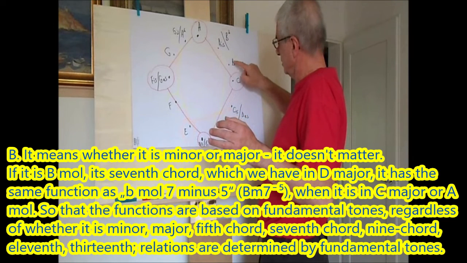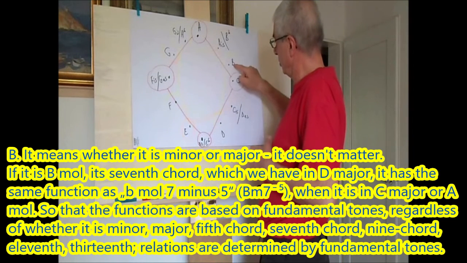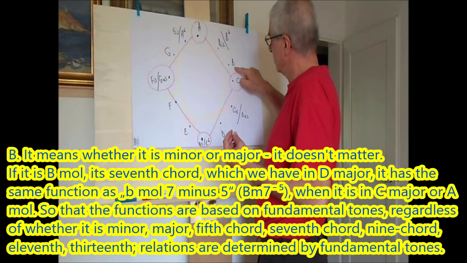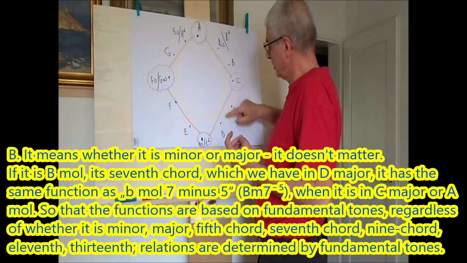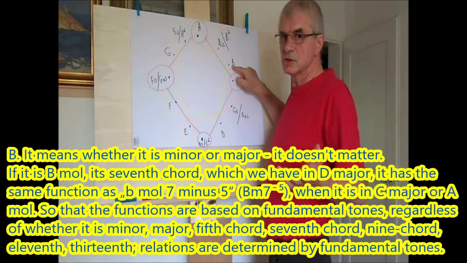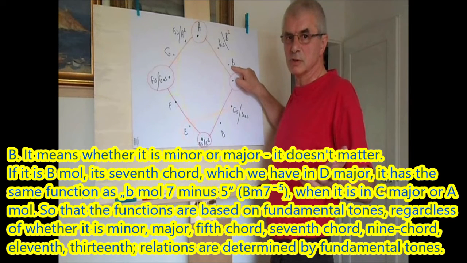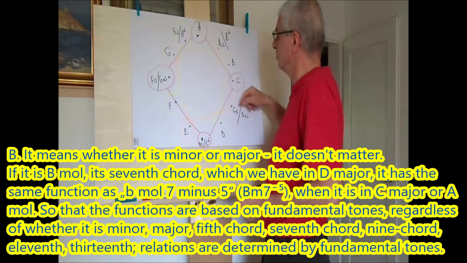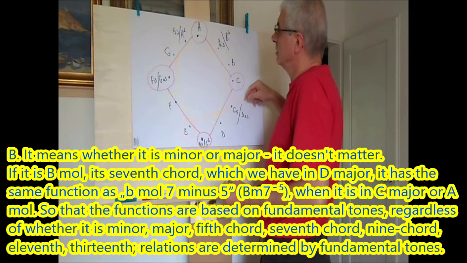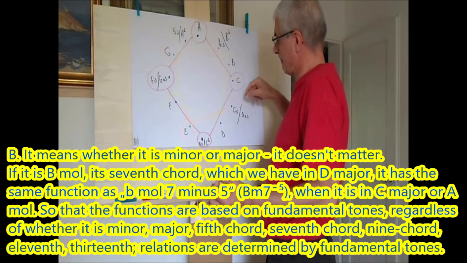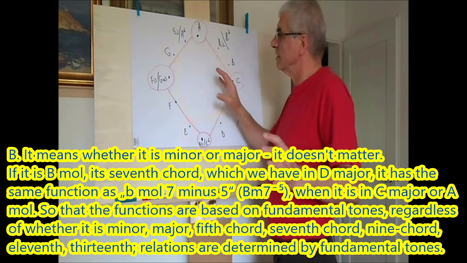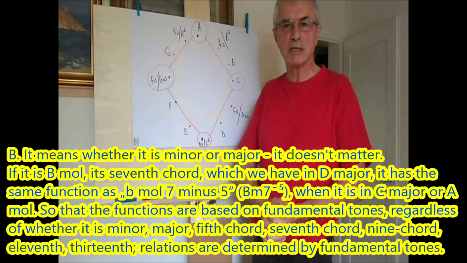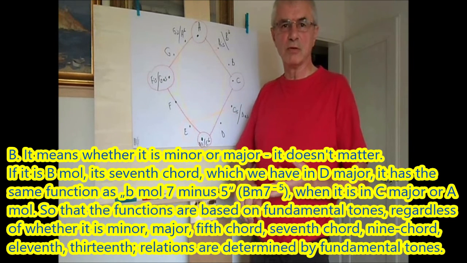If it is B flat, its seventh chord, which we have in D major, it has the same function as flat 7 minus 5, BM7, when it is in C major or A minor. So the functions are based on fundamental tones, regardless of whether it is minor, major, 5th chord, 7th chord, 9th chord, 11th, 13th. Relations are determined by fundamental tones.